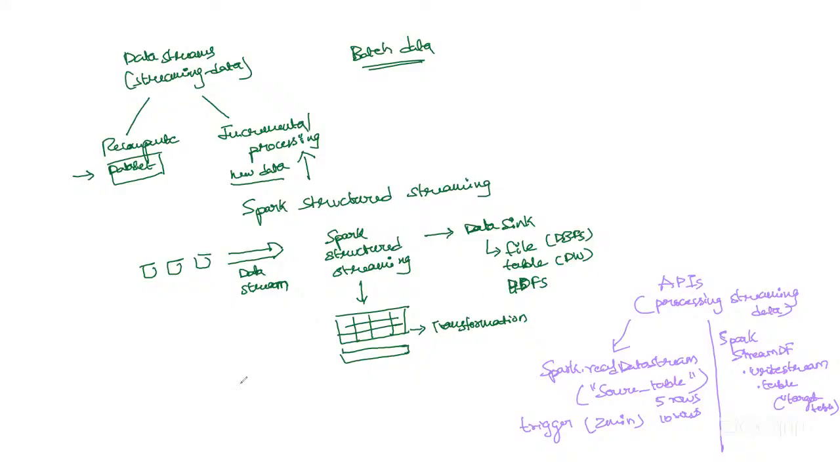Now let us say I have table 1, right? As new data comes, I'll say Spark dot read stream and write into table 1.